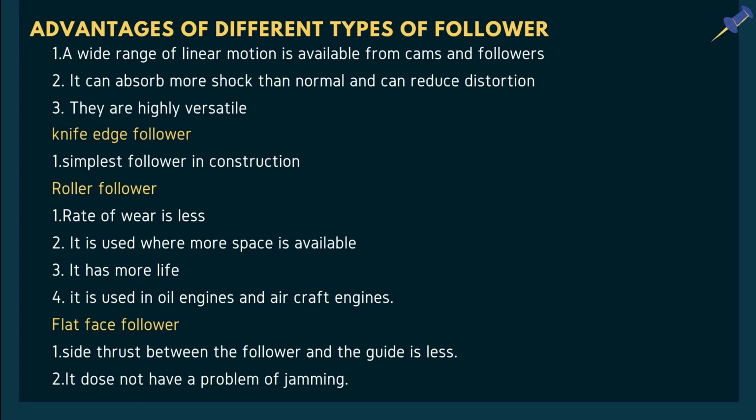Advantages of the knife edge follower: it is the simplest follower in construction. Advantages of the roller follower: first, the rate of wear is less. Second, it is used where more space is available. Third, it has more life. Fourth, it is used in oil engines and aircraft engines. Flat faced follower advantages: first, the side thrust between the follower and the guide is less. Second, it does not have a problem of jamming.